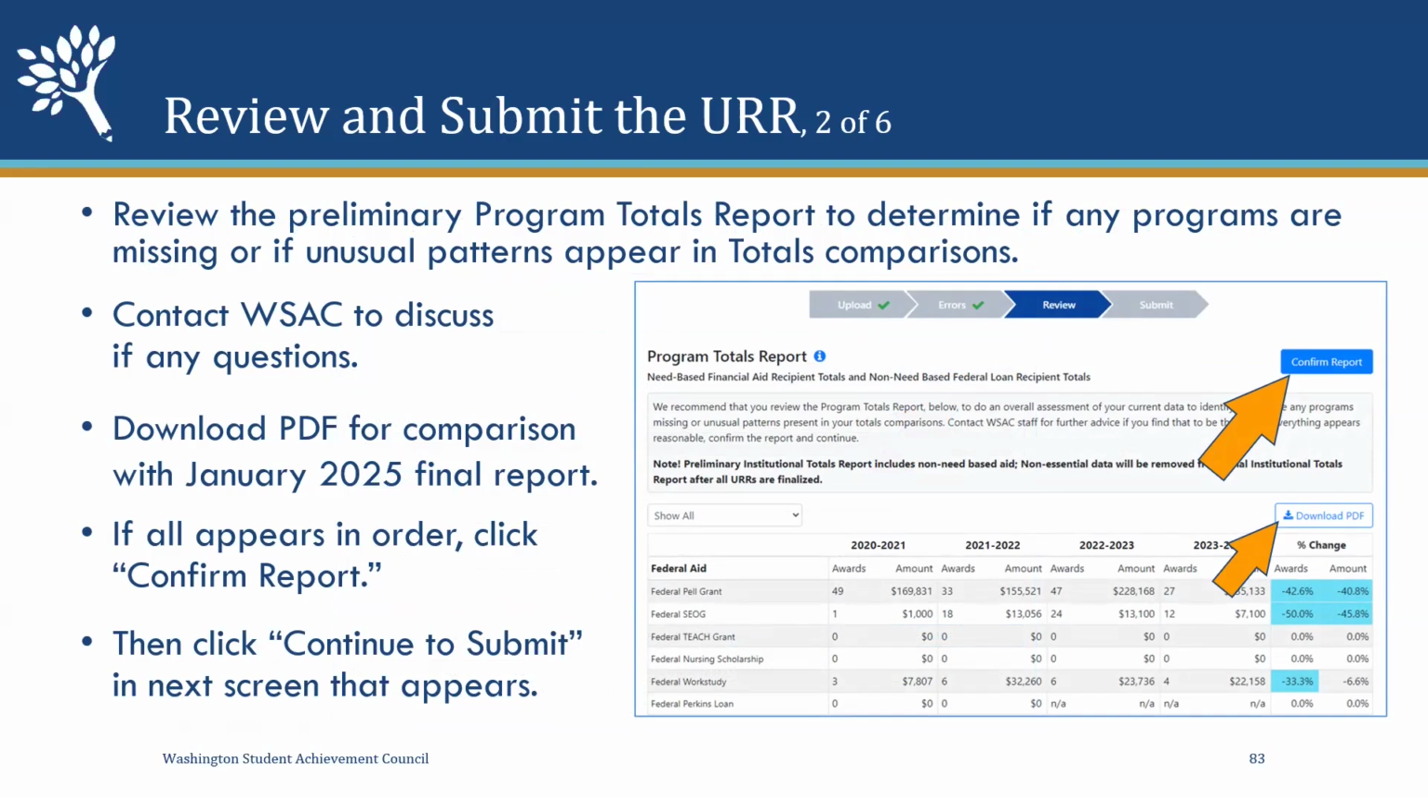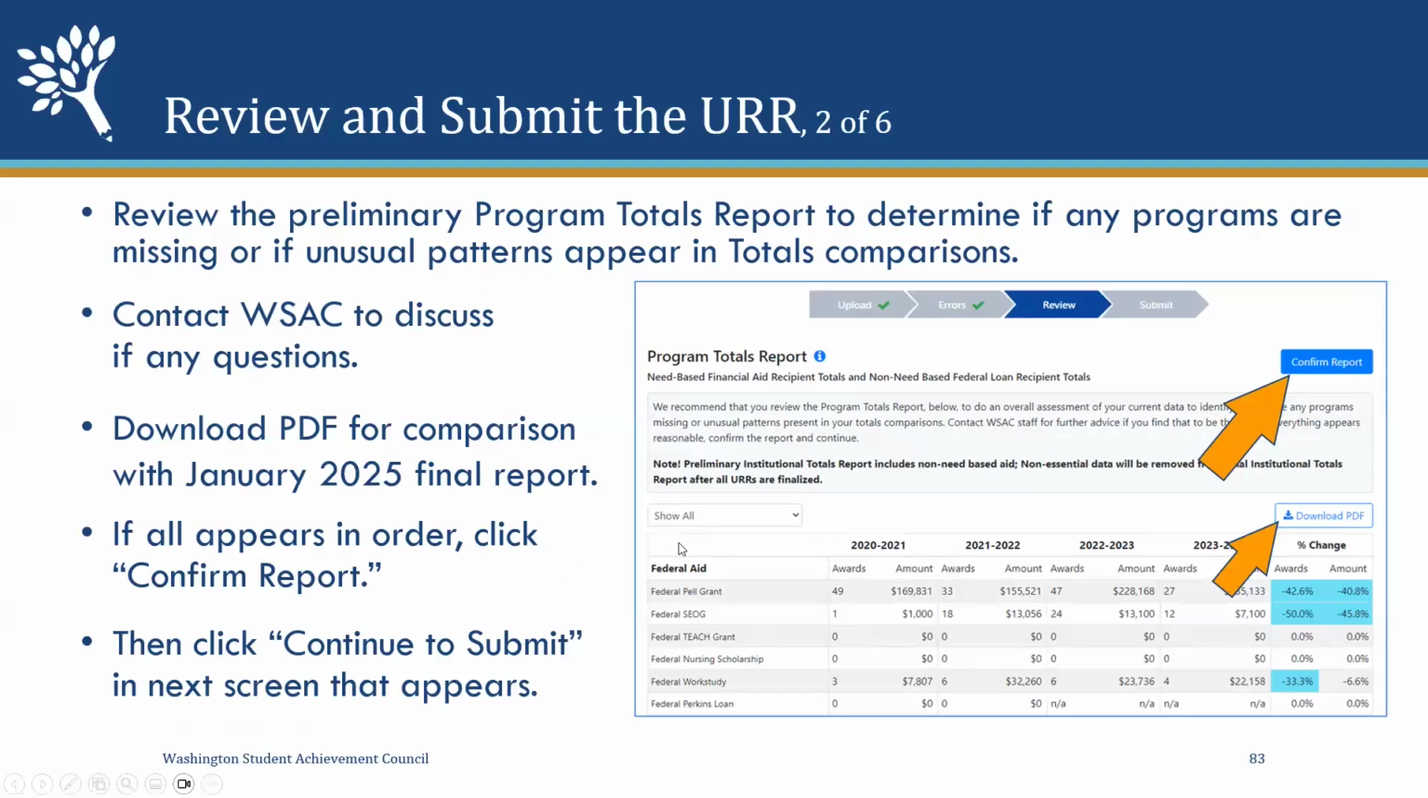This is a preliminary file. It does not provide final program totals. This includes all of the records that you have uploaded into the unit record, including those that are considered extraneous at the end of the year. And the extraneous records are the ones where the student received not $1 of need-based aid.